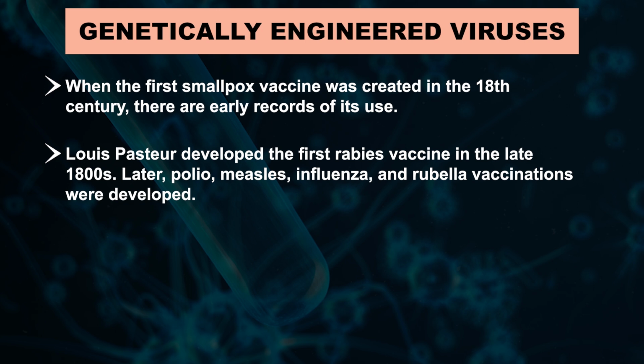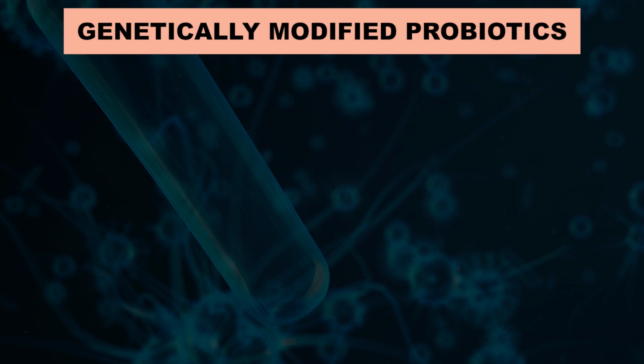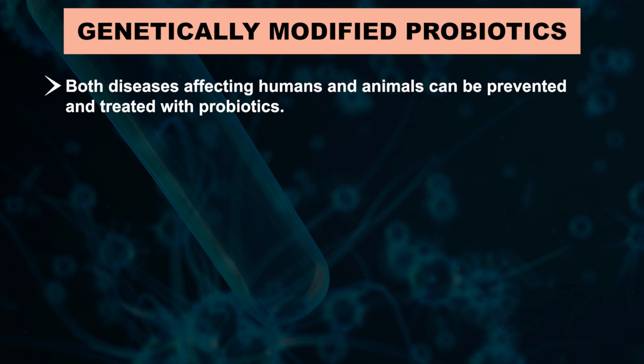Later, polio, measles, influenza and rubella vaccinations were developed. In gene therapy, a functional gene is introduced inside the human. Next is genetically modified probiotics. Both diseases affecting humans and animals can be prevented and treated with probiotics.